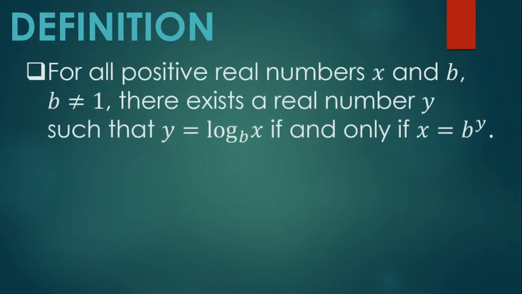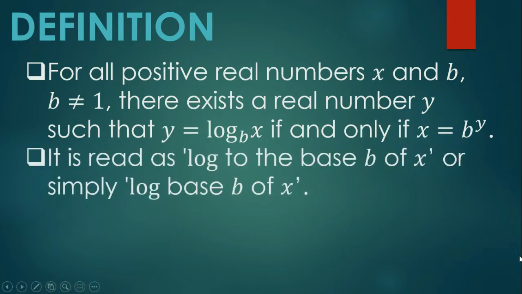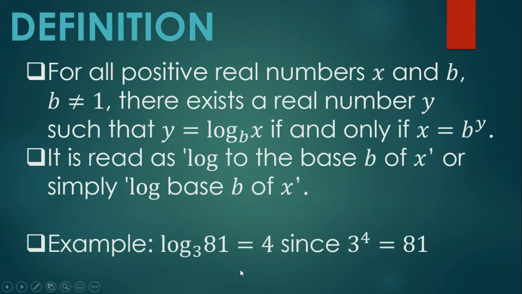So, for the definition, for all positive real numbers x and b, b is not equal to 1, there exists a real number y such that y is equal to log base b of x if and only if x is equal to b raised to y. So, it is read as log to the base b of x or simply log base b of x. So, example, log base 3 of 81 is equal to 4 since 3 raised to 4 is equal to 81.